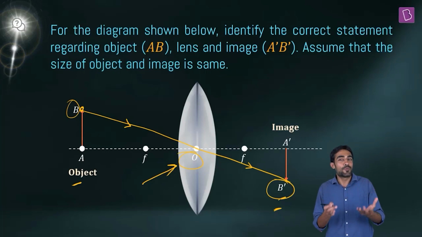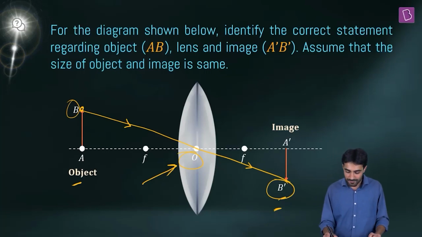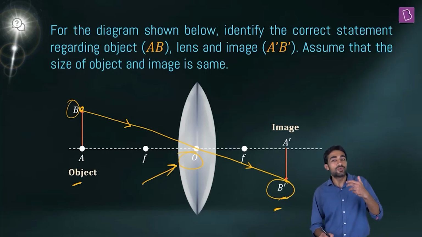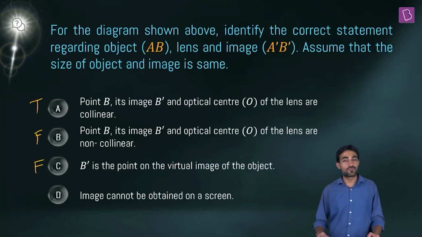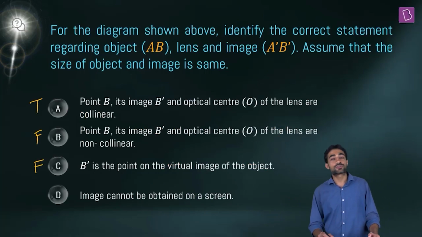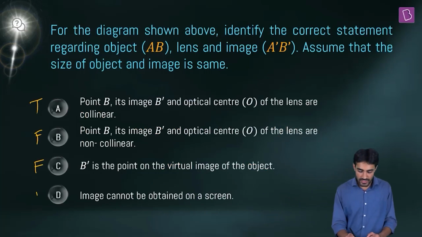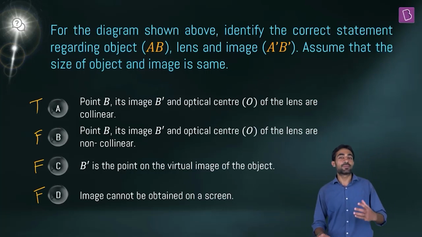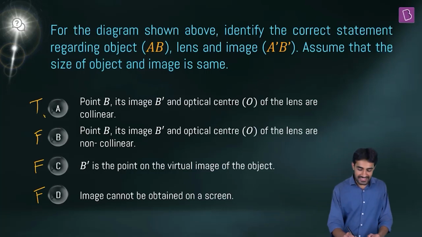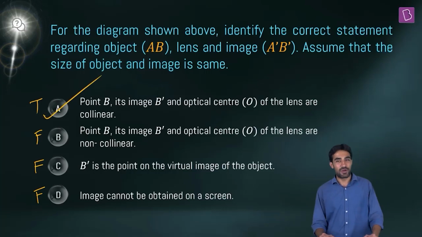Real images can be obtained on a screen. So this is a point on the real image, not the virtual image. Option C is false. Option D says that the image cannot be obtained on a screen. Well, it can be obtained on the screen. So option D is also false. This was the real image. It can be obtained on screen. So only option A is the right answer for our question.